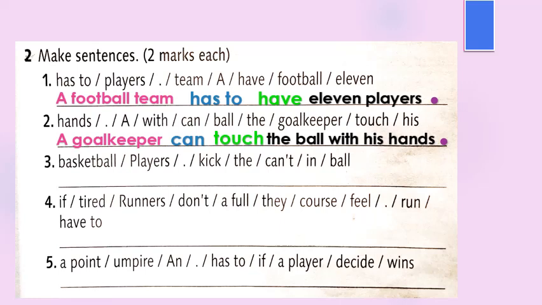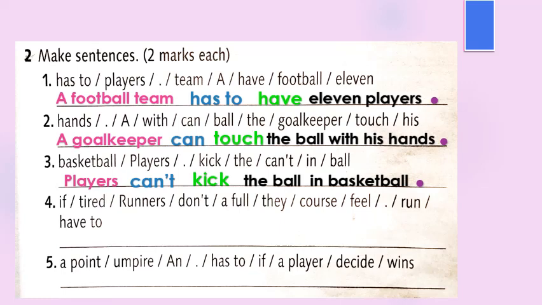Number 3. Basketball players. Full stop. Kick the can in and ball. So we have a negative form, can't, and here we have full stop. So we get started with full stop. Now we need a subject. So players اللاعبين can't verb kick the ball in basketball. إذن لاعبين لا يستطيعوا ركل كرة السلة في لعبة السلة.